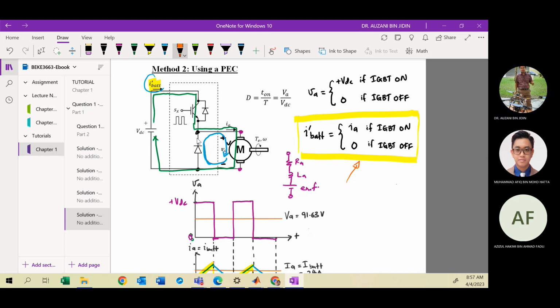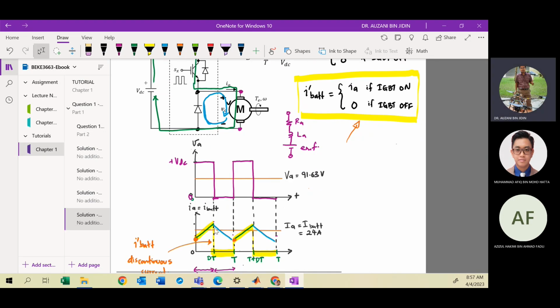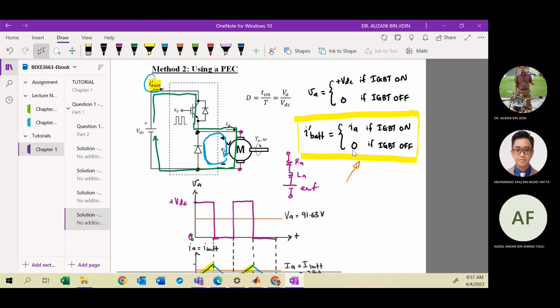So you agree that for the inductor current, the motor current IA, the current will be in triangular wave shape here, because we consider the motor to be in steady state. Initially it starts from here. So that will charge, discharge, charge, discharge. When you refer to this expression, when the switch is on, automatically your battery current will be the same as IA. Is it okay?